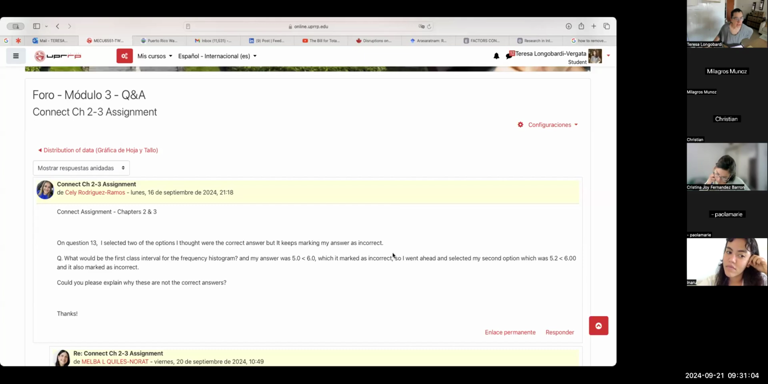On a question 13, I selected two of the options. So the questions should be randomized. Everyone sees them in a different order. But if you describe the question, I can figure out which one you were looking at. So I selected two of the options I thought were the correct answer, but it keeps marking my answer as incorrect. What would be the first class interval for the frequency histogram? And my answer was 5 to 6, which is marked as incorrect. So I went ahead and selected my second option, 5.2, and it was also marked incorrect. Could you please explain?